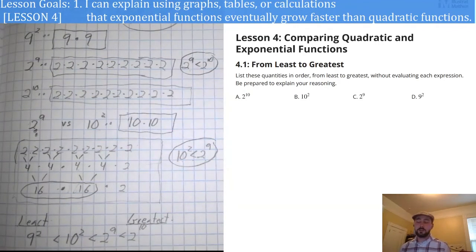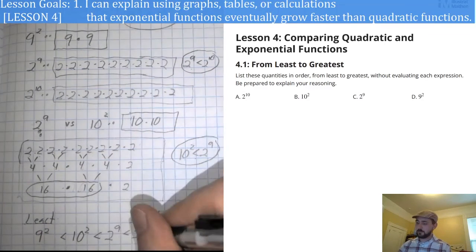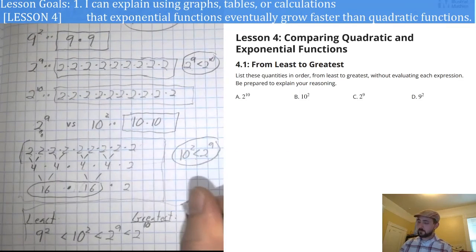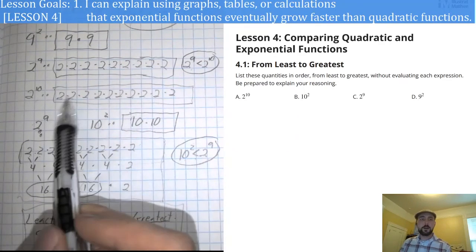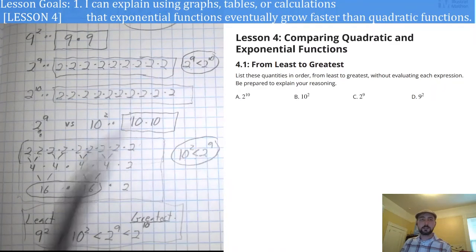In a world with internet, you could have also just calculated all these, but the directions said, can you do it without just plugging them all into a calculator? And this is one way to do that. So that's our warm-up, giving us a brief reminder about how to count exponents, right? 2 to the 10th means 10 copies of 2, etc. And it's also getting us a chance to think about how, even though 9 and 10 are much bigger than 2, 10 squared is still much smaller than 2 to the 9th power.